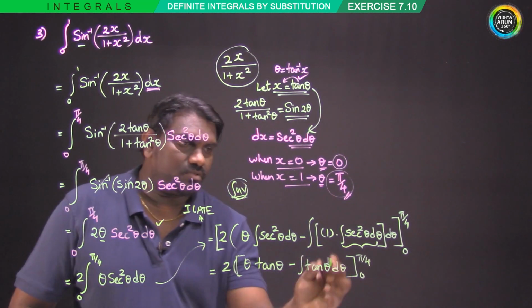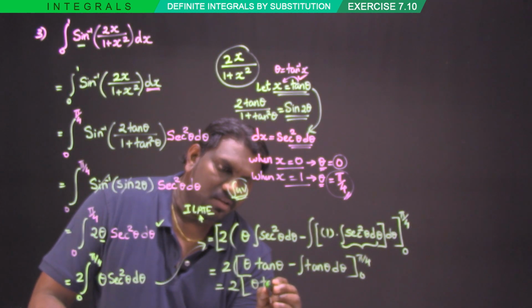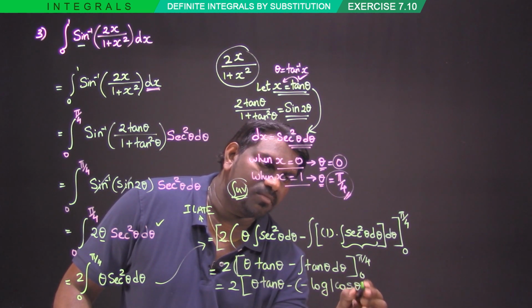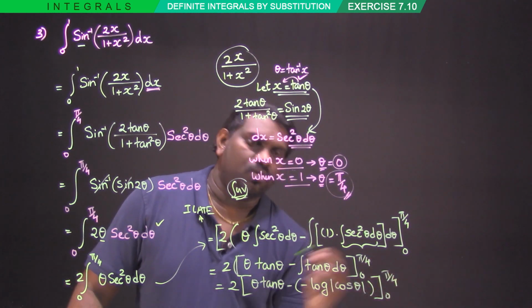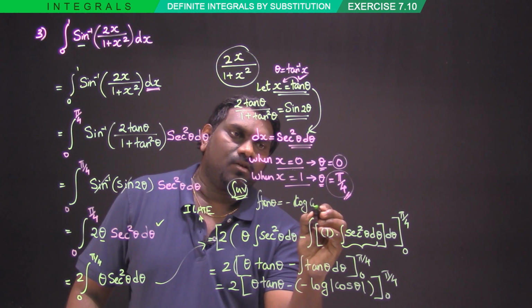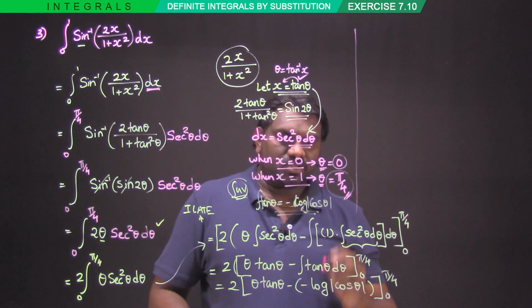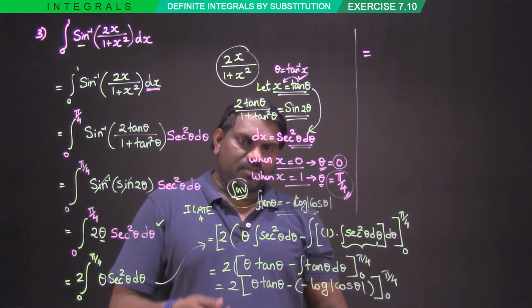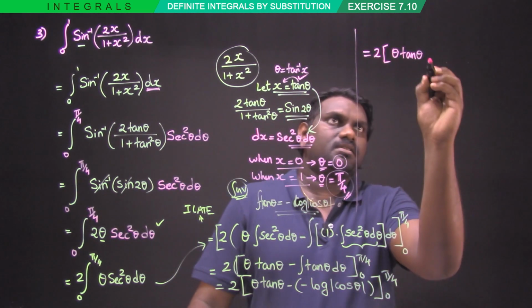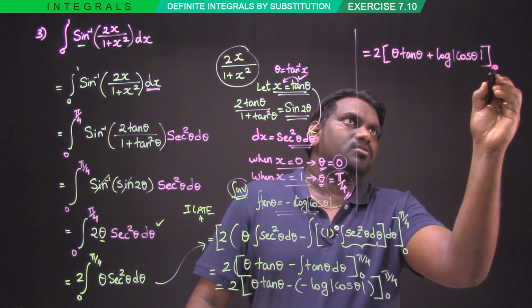Now one more step is there, dear. You need to integrate this one. This is theta tan theta minus, and the integration of tan theta is minus log cos theta. We have discussed this so many times. This is pretty important: integration of tan theta is nothing but minus log cos theta. Keep it in your mind. I have already told you this several times in the last exercise, dear. So applying these values, we write 2 into theta tan theta plus log cos theta, then your limits 0 and pi by 4.